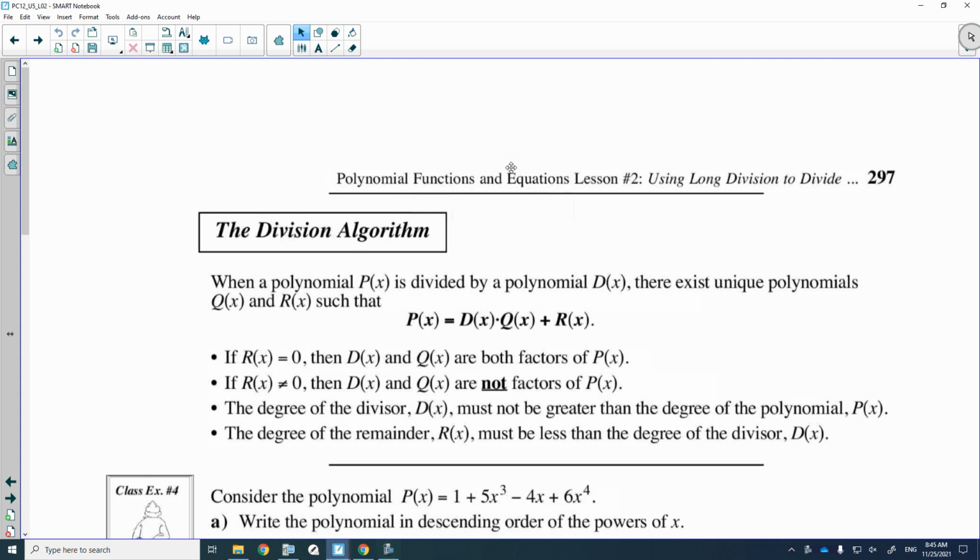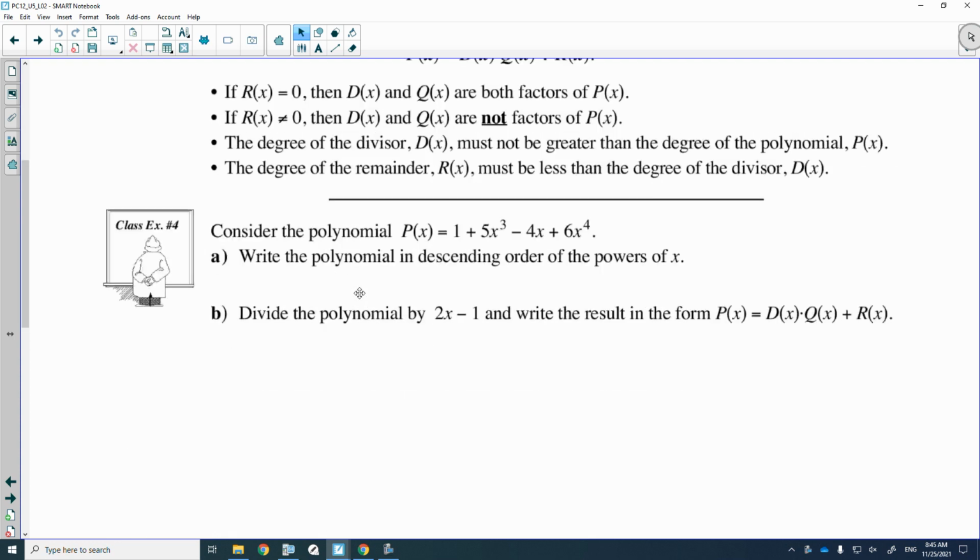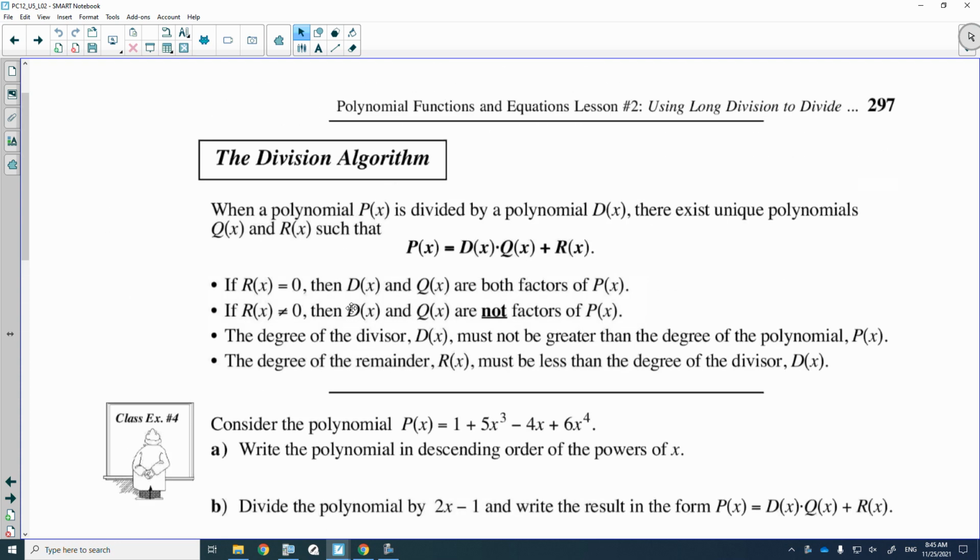Okay, so this is going to be part 2 of lesson 2. We started long division. We're going to be finishing off long division and talking about something called the division algorithm. To review long division, let's look at class example number 4 on page 297.